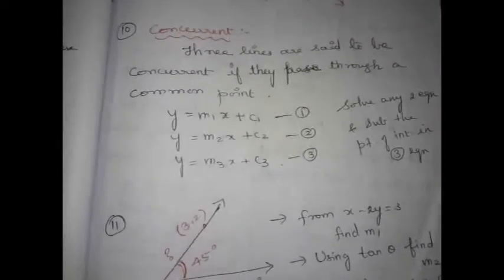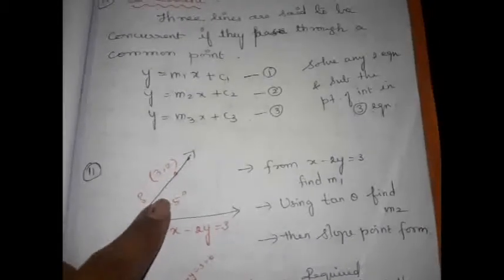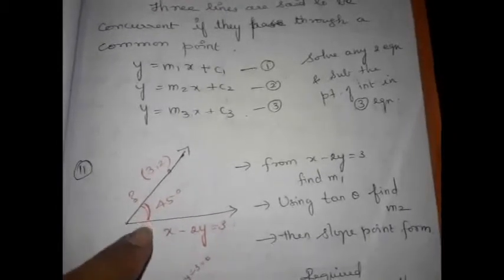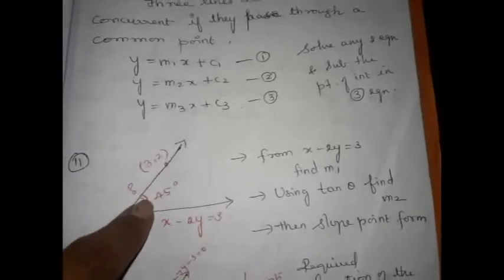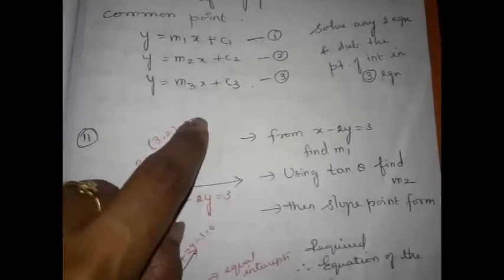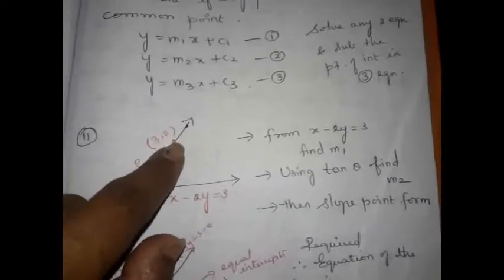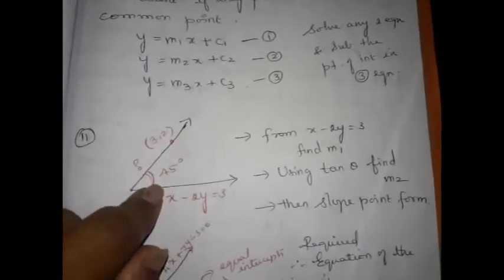Yes. Now let us move on to the 11th question. The 11th question is quite interesting. See, find the equation of the lines through the point (3, 2) which make an angle of 45 degrees with the line x minus 2y equal to 3. We have to find the equation of lines. They have given you lines. They didn't give a single line. They asked you to find the equation of the lines through the point (3, 2) which make an angle of 45 degrees with the line x minus 2y equal to 3.